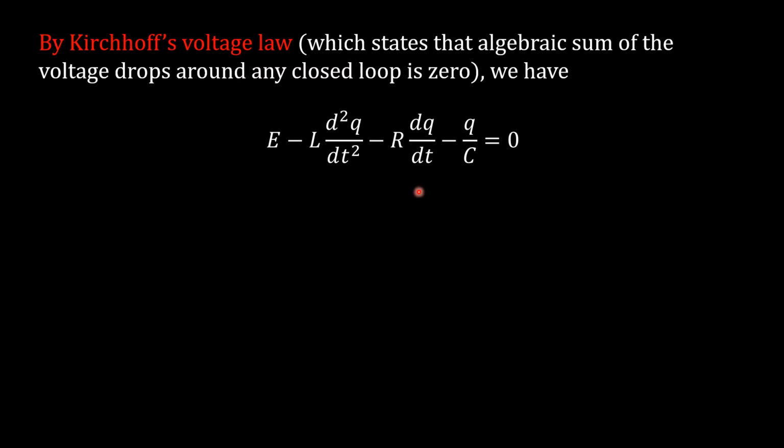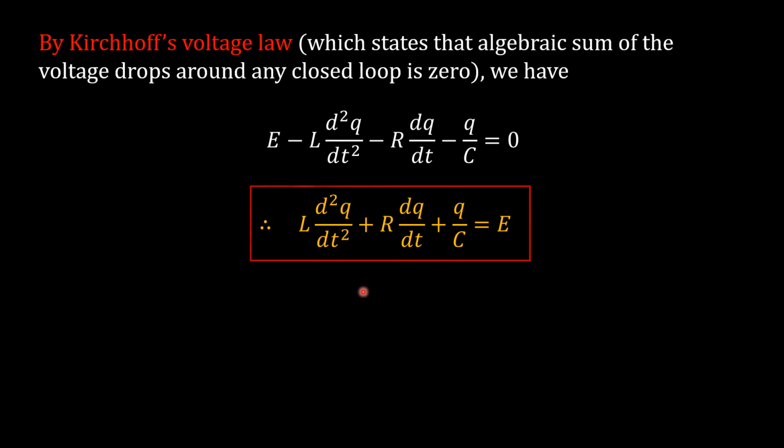Therefore we can rewrite this expression by taking all the negative terms to the other side, and the expression becomes L d square q upon dt square plus R dq upon dt plus q upon C is equal to E. All the differential coefficients and the dependent variable are of degree 1, hence this is a linear differential equation. Here the highest order derivative is of order 2. Therefore, order of this differential equation is 2. L, R, C are constants and hence this is a linear differential equation with constant coefficients.